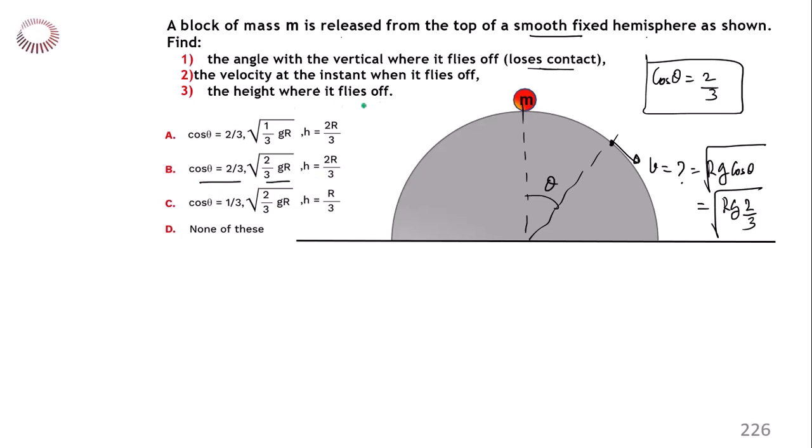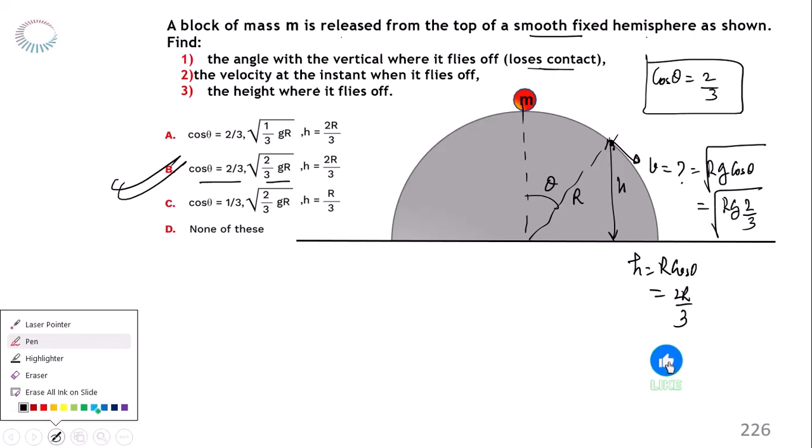What about the height where it flies up? This height, this h. h is how much? R cos theta. So h equals R cos theta. That means 2R by 3. So that means option number B is the correct one. Okay. So this type of problem.